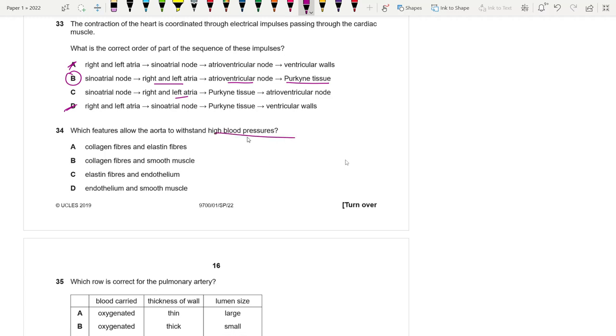Remember, it's mainly the elastic. It is an elastic artery, so it should be the elastic fibers. You're going to look for elastic first, okay? Now what? Elastic fibers, endothelium. Endothelium doesn't really have a structural role in withstanding pressure. It's going to be collagen.